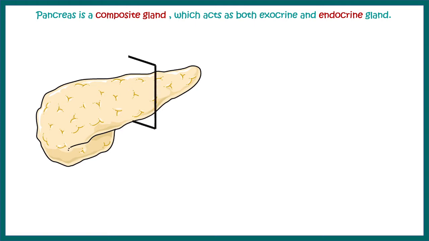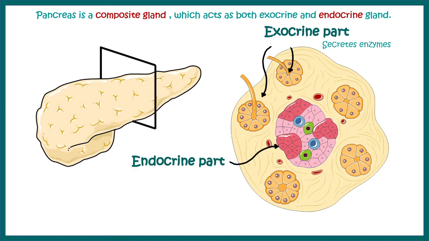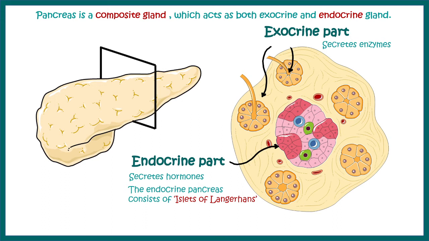If we cut a cross section of the pancreas, we would have a view like this. Here, these regions are marked as exocrine part or the pancreatic acini, and it secretes enzymes. And the part in the middle is endocrine part, and this is solely responsible for hormone secretion. The endocrine part consists of islets of Langerhans.